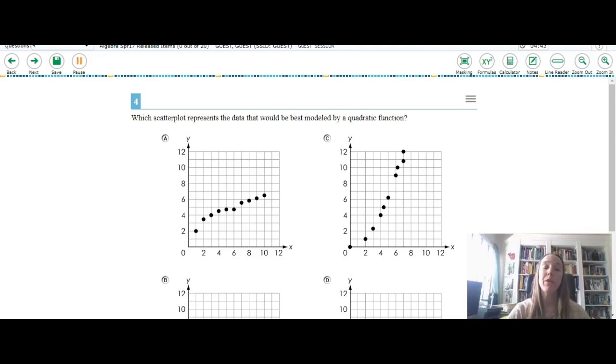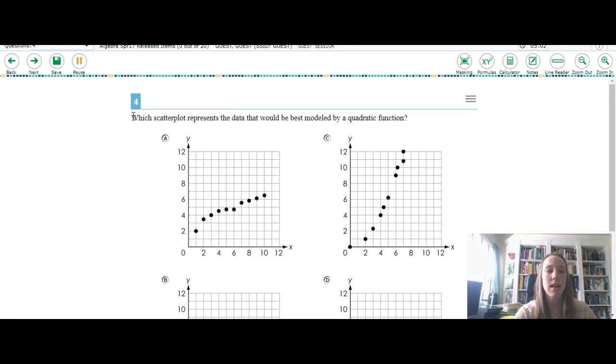This is question number 4 on the 2017 release questions. And this one just takes a little bit of remembering what these different functions look like. So I'm going to help you review what they are and make some notes, something that you could do when you're doing your testing as well.